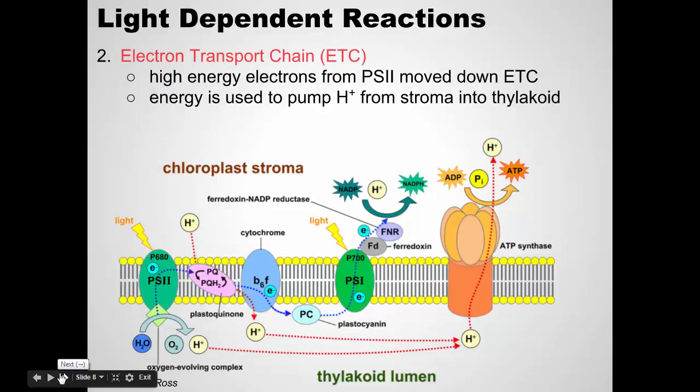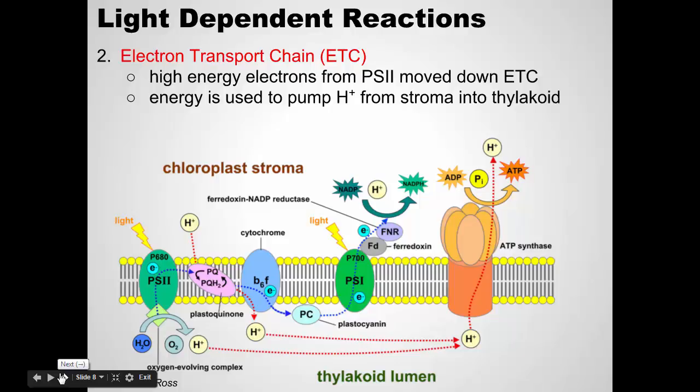The second step, those electrons that got bumped up in energy level get passed on to what we call the electron transport chain. Okay? And basically what this is, it's passing on these energized electrons from one molecule to another.